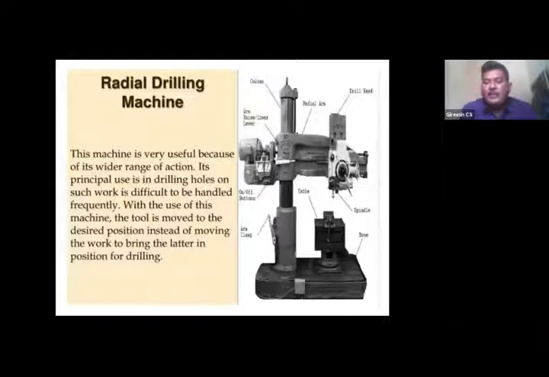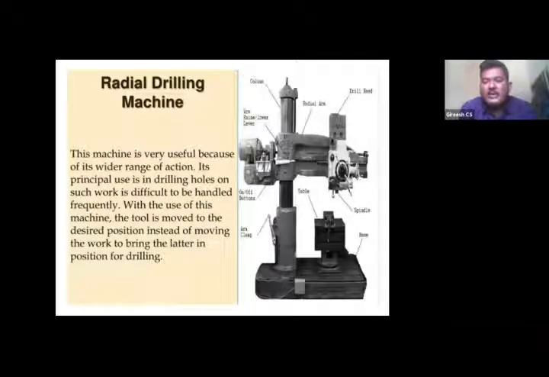Here, the work table is fixed at the base. The work table cannot be moved up and down. So here the workpiece will be fixed at a particular position, and with the help of the radial arm, the entire assembly can move up and down. Also you will be having a spindle head. The spindle head will move along the radial arm in the forward and backward direction. Whatever movement is possible, you can achieve it with the help of the radial arm and spindle head.